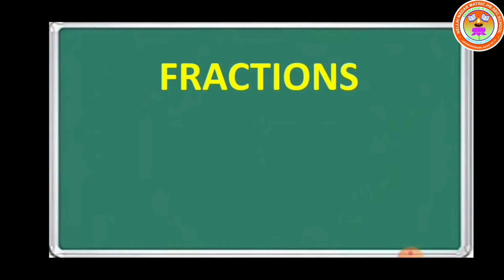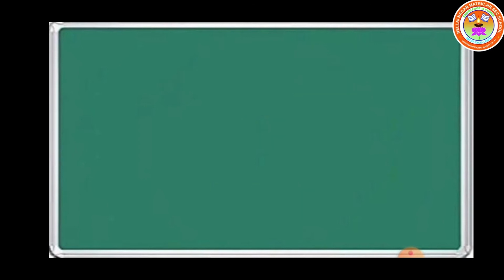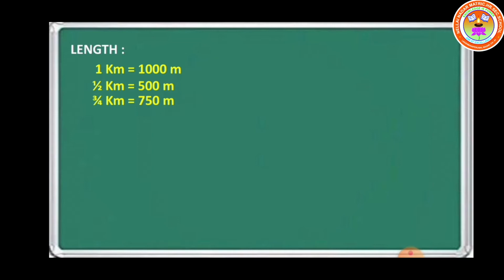Here we will see fractions of units. First one, length. Already we know 1 kilometer is equal to 1000 meter. Half kilometer is equal to 500 meter. 3/4 of a kilometer is equal to 750 meter. 1/4 of a kilometer is equal to 250 meter.